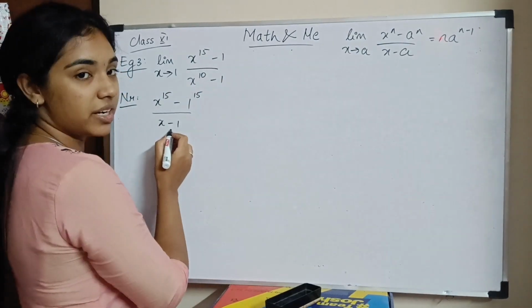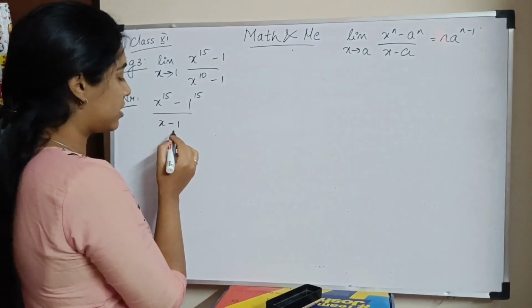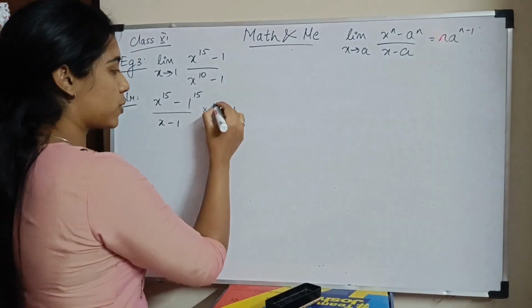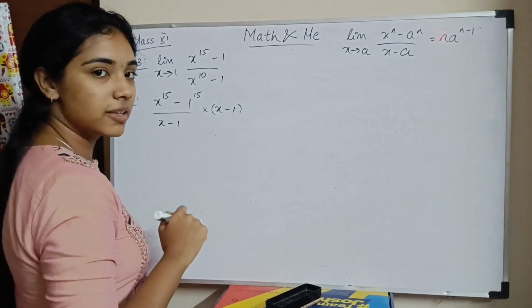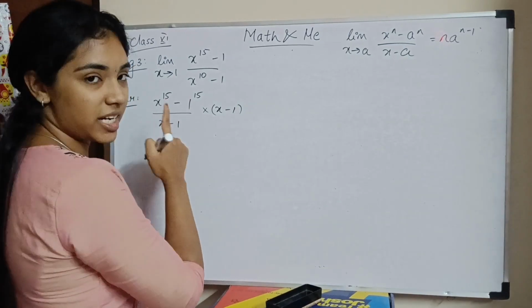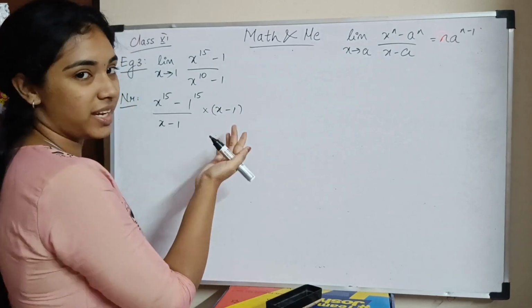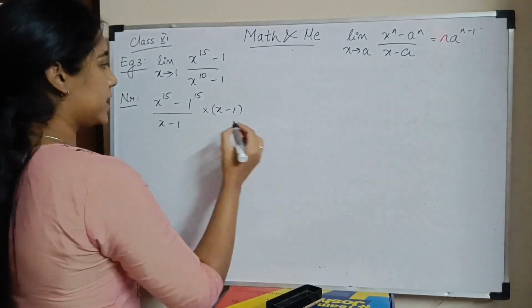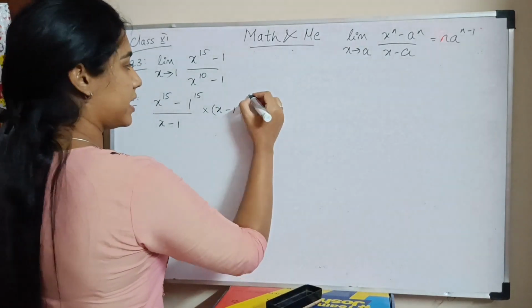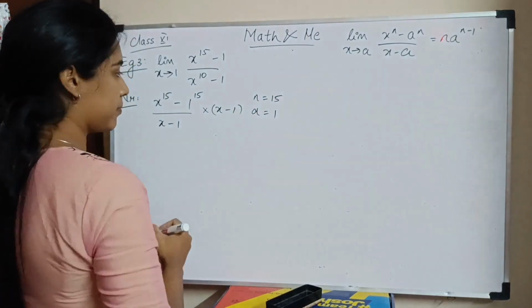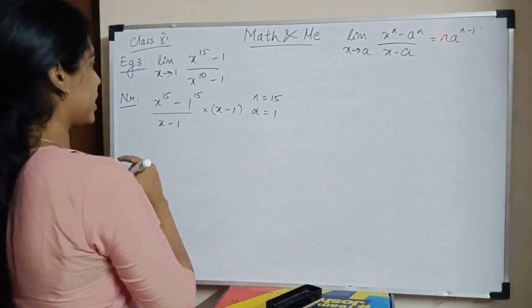So now that I have divided the given numerator by x minus 1, I should also multiply it by x minus 1. Correct? அப்பதானே fraction disturb ஆகாது. The actual question remains unchanged when you divide and multiply by the same number or any variable ஏதோ ஒன்று. Okay? So இந்த இடத்துல what is your n value? Your n value is 15. Your a value is 1. So இதை simplify பண்ணா what do you get?